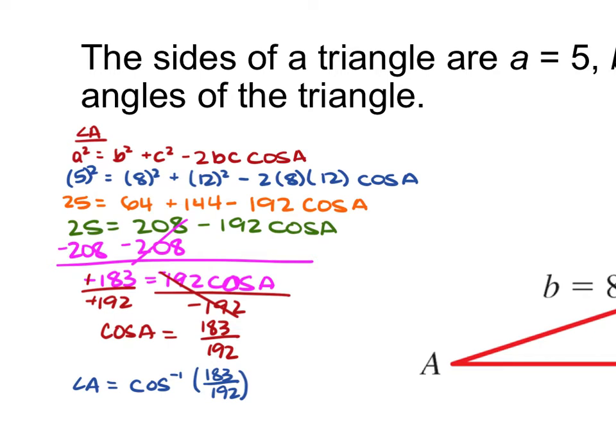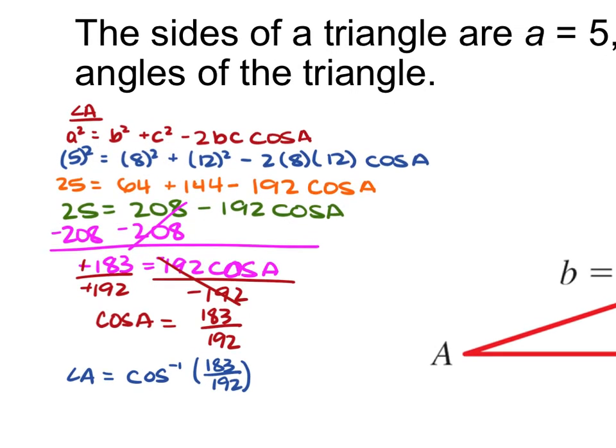In your calculator, type in the second button, then the cosine button, which gives you the inverse of cosine. Type in 183 divided by 192, close the parentheses, and you get 17.61243907. We're rounding to the nearest tenth place, so angle A is 17.6 degrees. That's one of the angles that we're looking for.